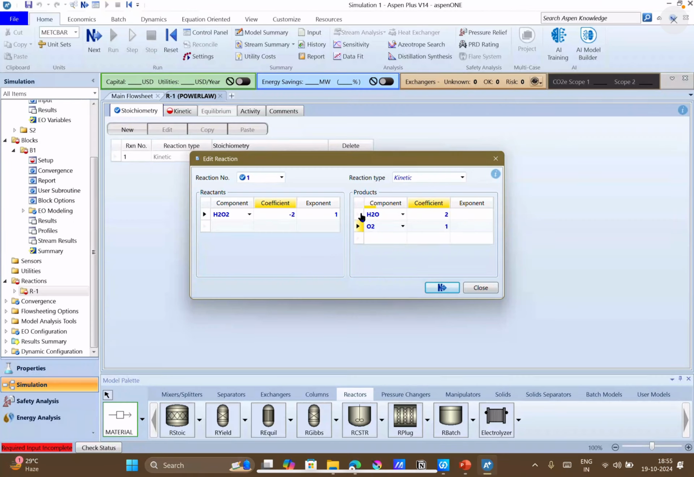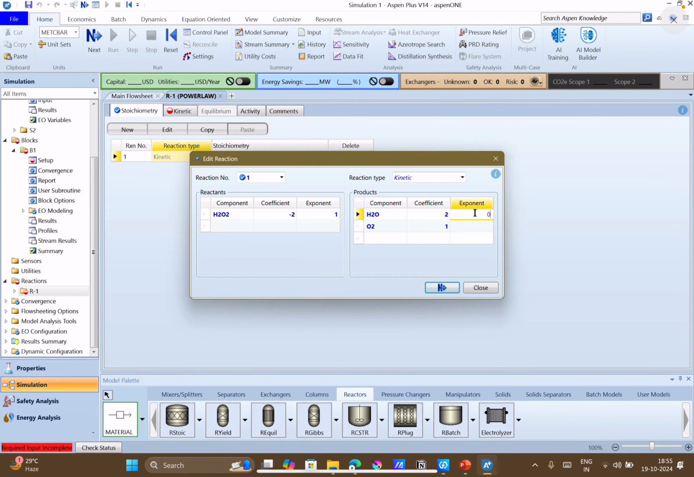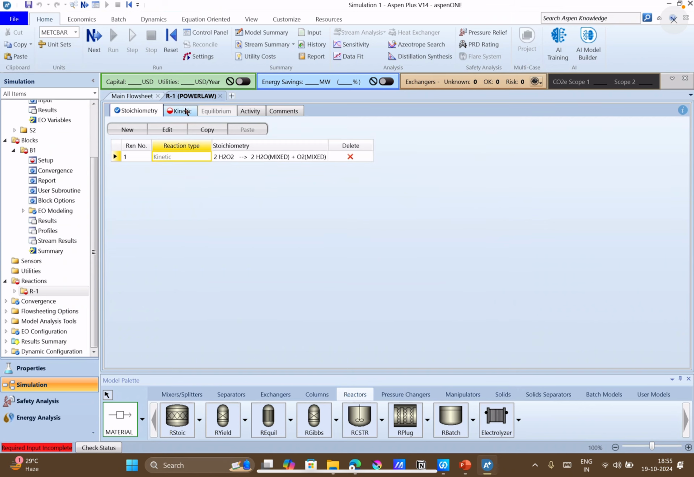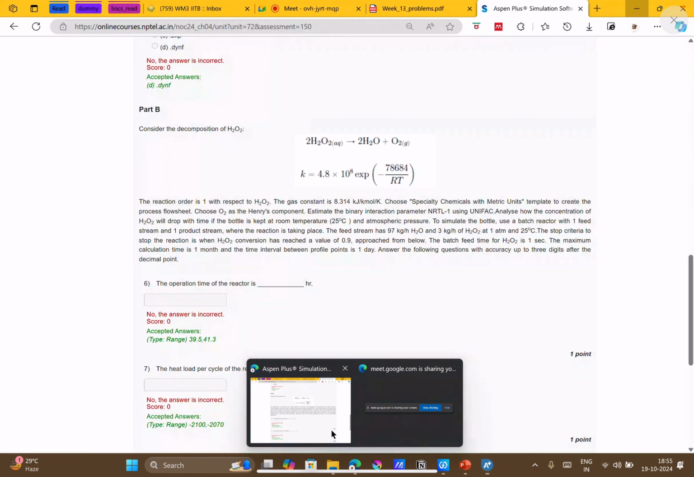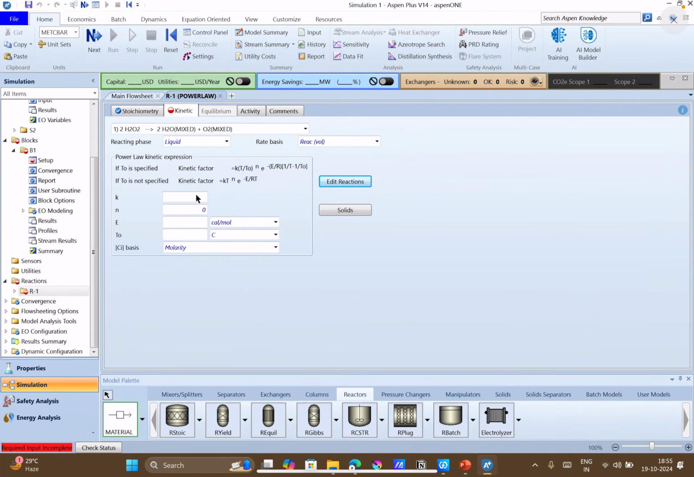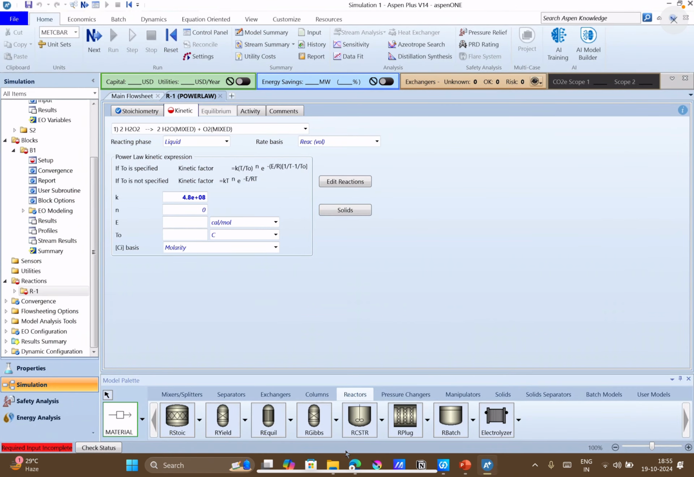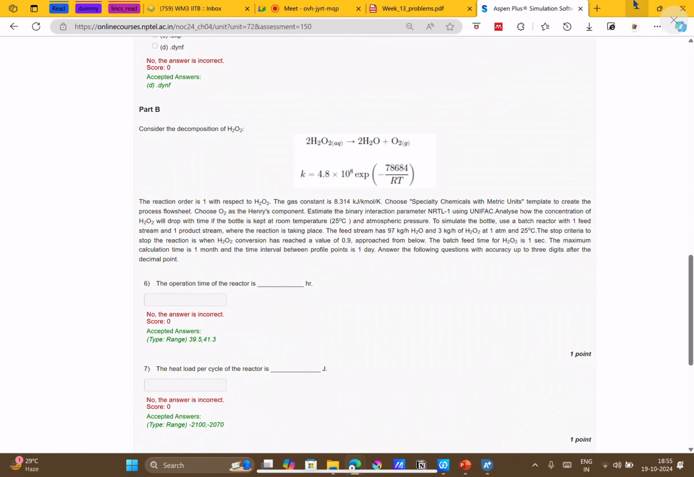Then kinetic data is given. So here exponent is 0 for the products, since it's a first order reaction with respect to H2O2. You can provide it as 0 or let it be that way. In the kinetics, K0 value is given as 4.8 e to the power 8. Okay. Activation energy value is given as 78684.